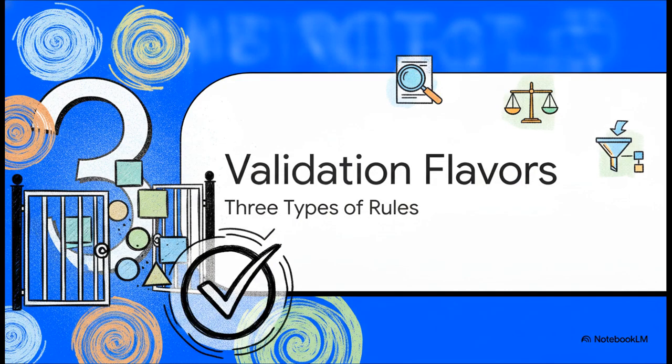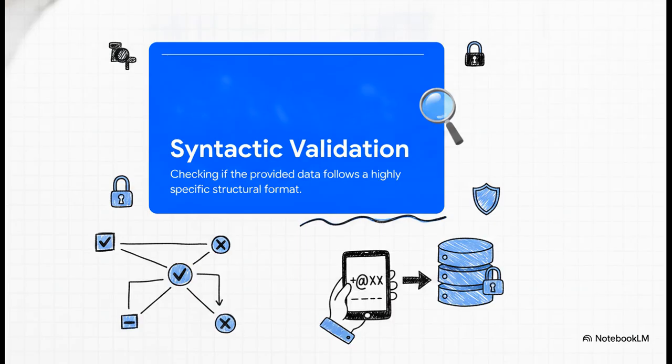All right, Section 3, three flavors of validation. What exact rules is this bouncer enforcing to keep things secure? Let's explore. First up, we have syntactic validation. This one is all about structure. For example, the algorithm checks if a string provided for an email actually looks like an email.